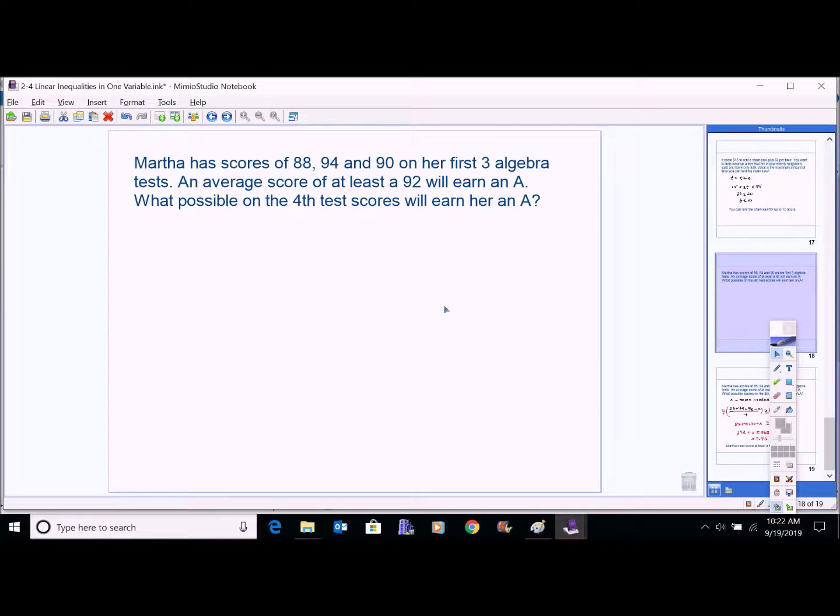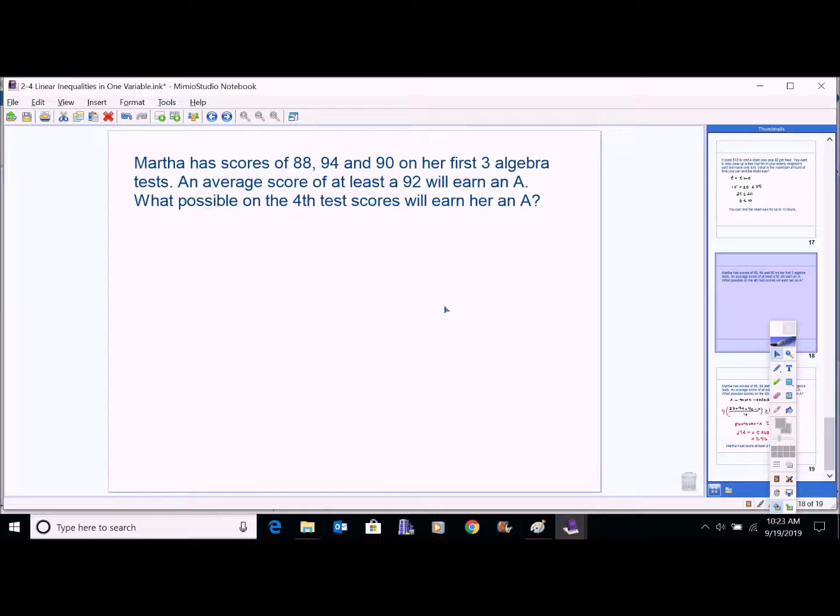88 plus 94 plus 90 plus X divided by 4. Beautiful. So what she said was 88 plus 94 plus 90 plus X, or whatever variable you want, divided by 4. Because you're adding up 4 test values divided by 4. That would be the average. And we want it to be at least 92.